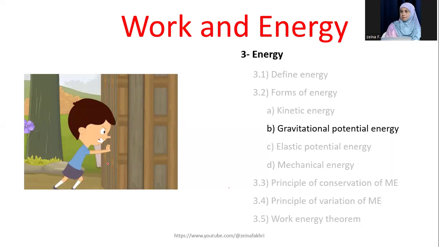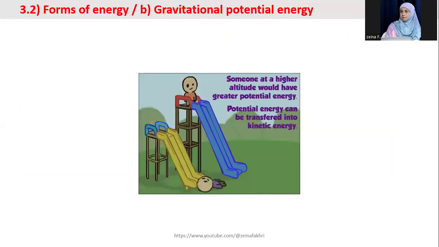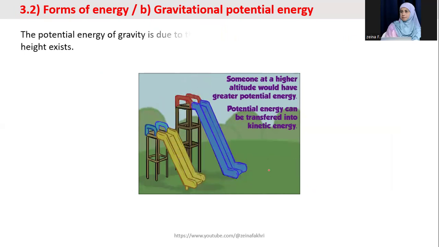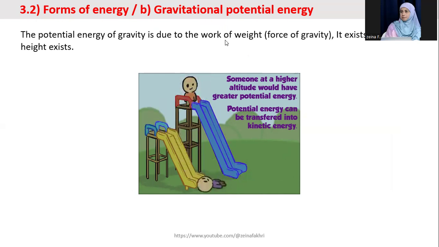So in this part, we'll talk about the gravitational potential energy. An object or a person stores gravitational potential energy when it's at a certain height with respect to a reference. This gravitational potential energy is due to the work of the weight. This means it exists when there's a height with respect to the reference, and each time the height is bigger with respect to the reference, the object is storing more gravitational potential energy.